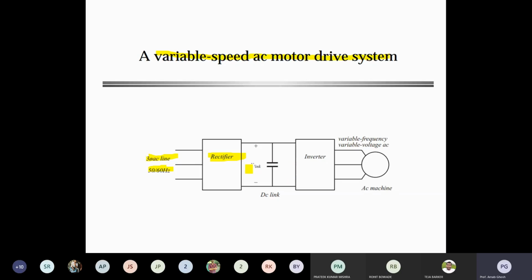Then you will get the DC link voltage, that is V link. It is a DC link voltage because again the capacitor is there, so you have to maintain the DC link voltage. What type of capacitor do you normally use? Electrolytic capacitor. As per the voltage rating, it looks big and cylindrical in nature, so 1000 microfarad.